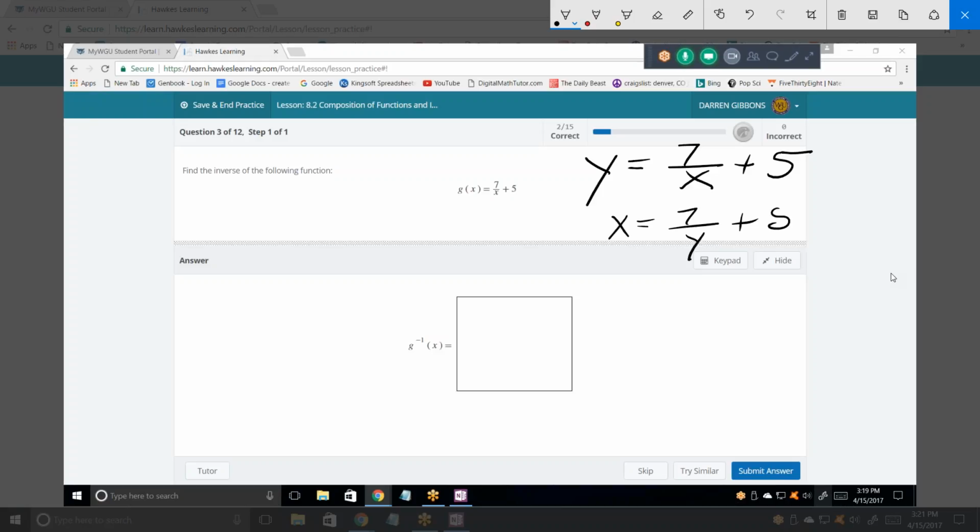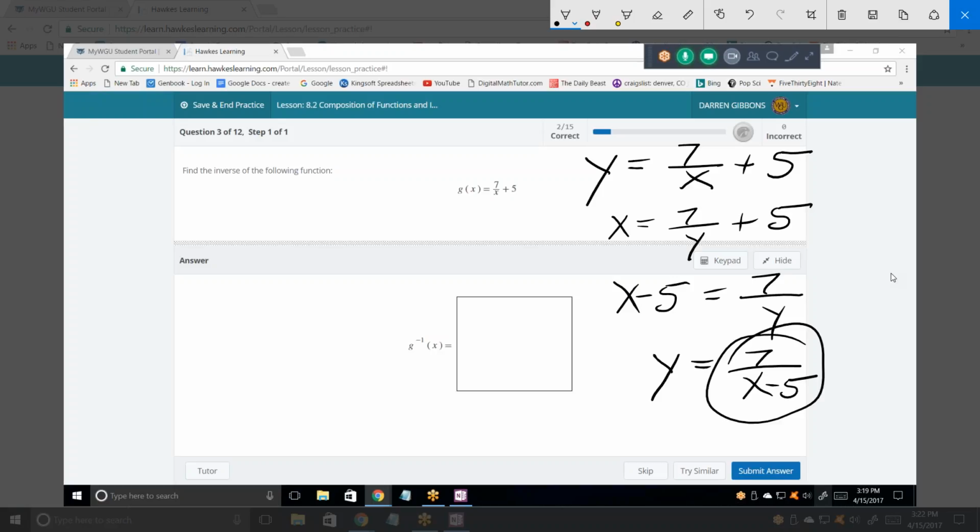Now solve that for y. So x minus 5 equals 7 over y. Remember, I'm subtracting 5 from both sides. Now, get that y out of the denominator and get it into the numerator. So would it be y equals 7 over x minus 5? Okay, doing two steps in one, yes. Nothing wrong with it if you can do it. And that's going to be what we're going to put in as an answer. 7 over x minus 5.